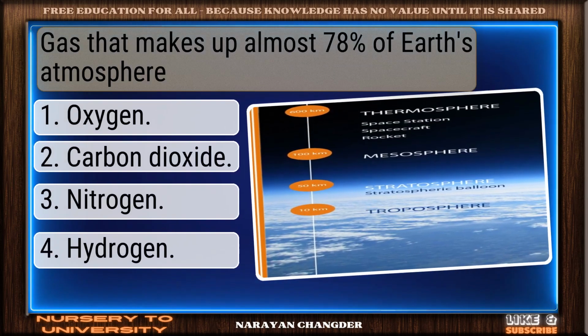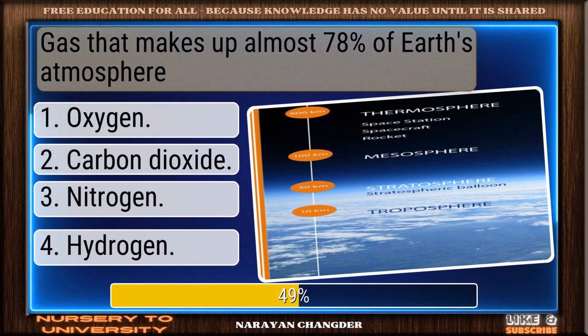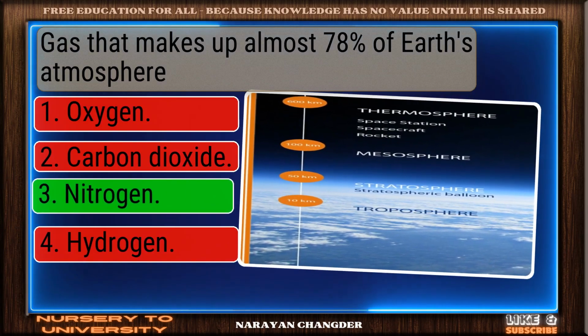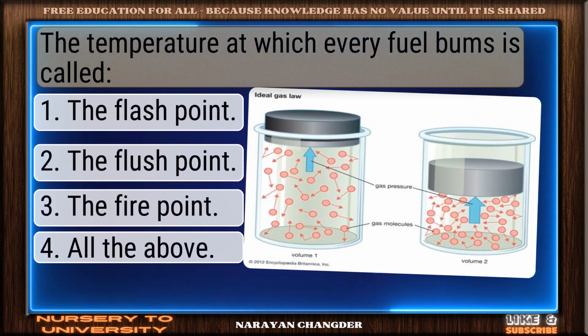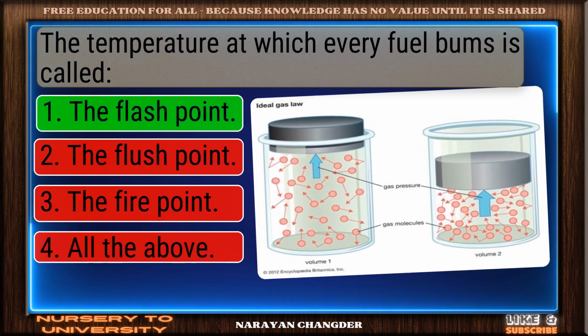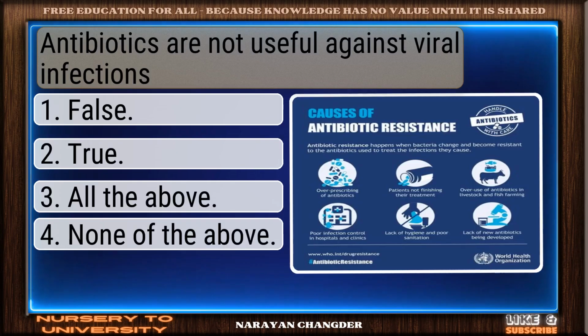Gas that makes up almost 78% of Earth's atmosphere. Smart pick. Nitrogen is the correct choice. The temperature at which every fuel burns is called... Right again. The flashpoint is a valid answer.